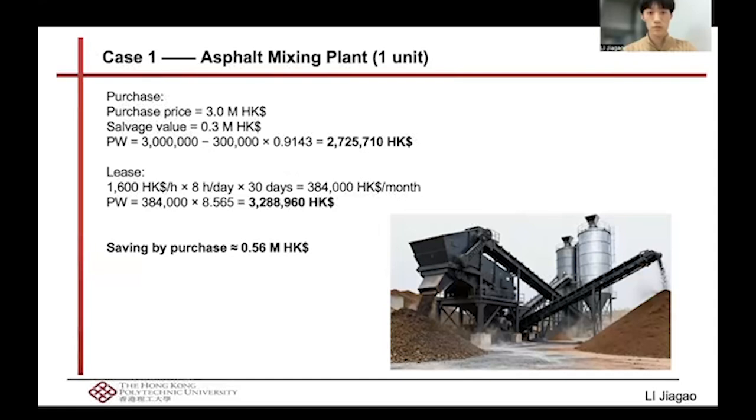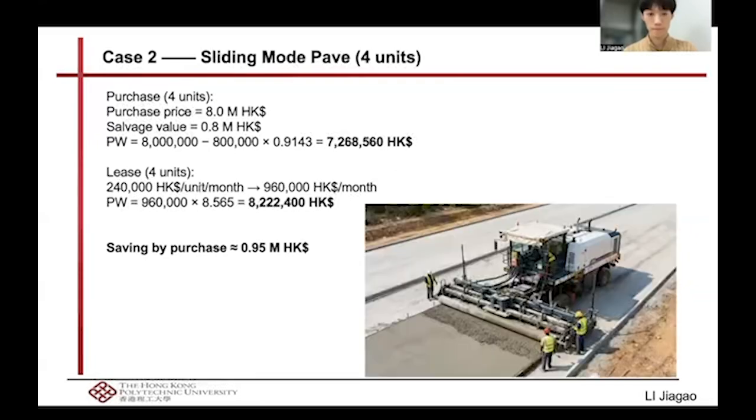Firstly, regarding the asphalt mixing station, according to the present value formula, the purchase cost is about 2.73 million Hong Kong dollars. If opting for leasing, the rent is 1,600 Hong Kong dollars per hour, and the present value of the rent is about 3.29 million Hong Kong dollars. Therefore, purchasing the asphalt mixing station saves about 560,000 Hong Kong dollars compared to leasing.